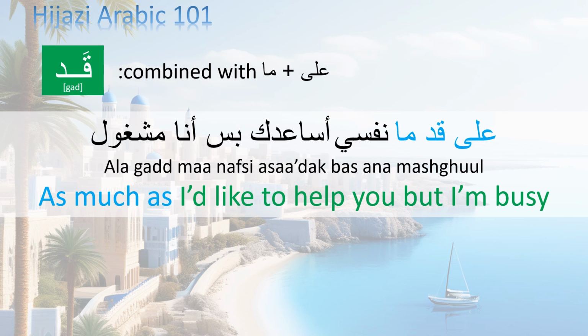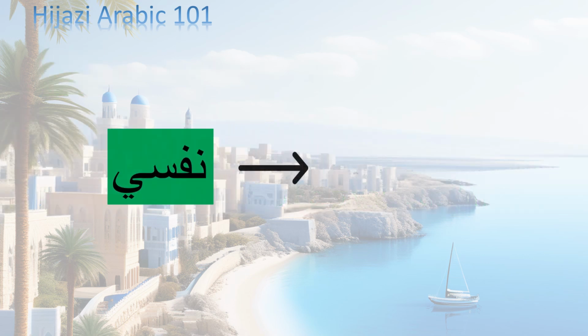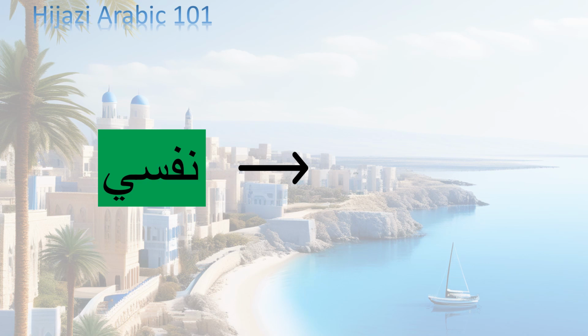نفسي literally means myself, but it can be used to express that you want something. Click on this lesson to learn more about the many ways you use the word nafs. I'll see you there.